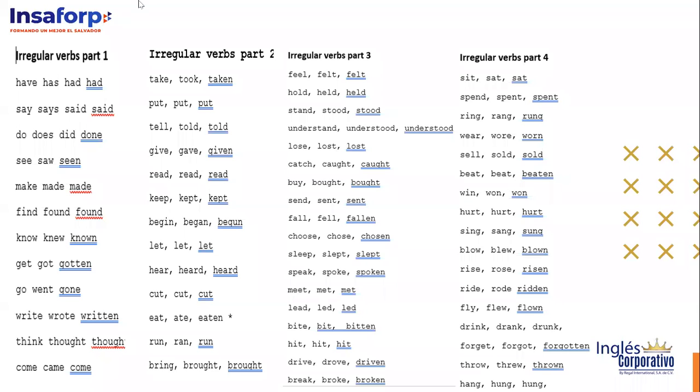Okay. We are going to work on the irregular verbs part two. Amalia, read it, please. The three of them. Take, took, taken. Areli, repeat. Put, put, put. Okay. Thank you.